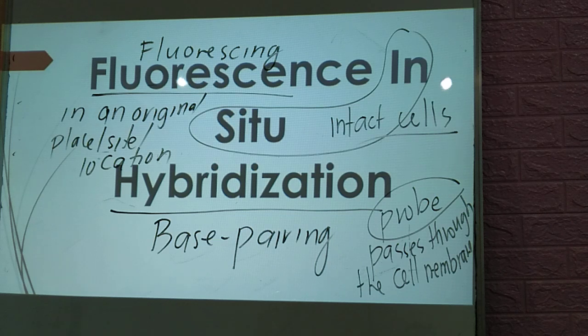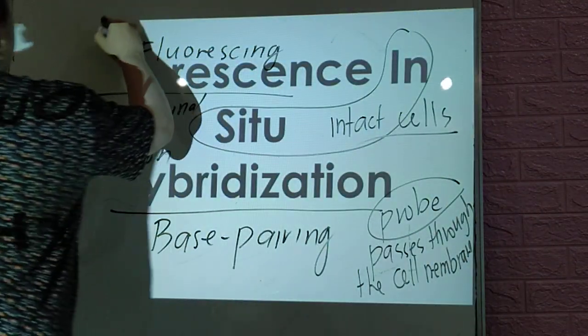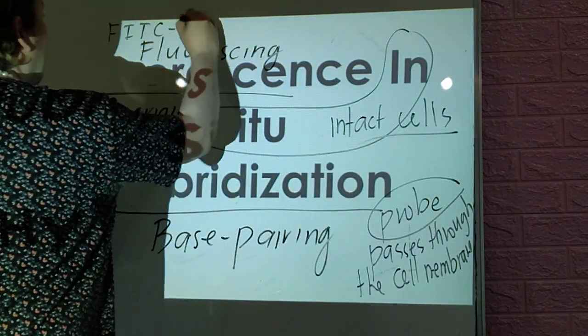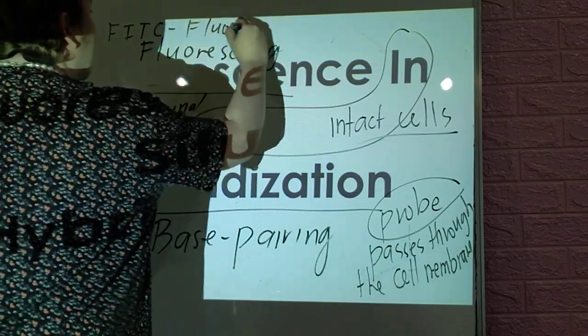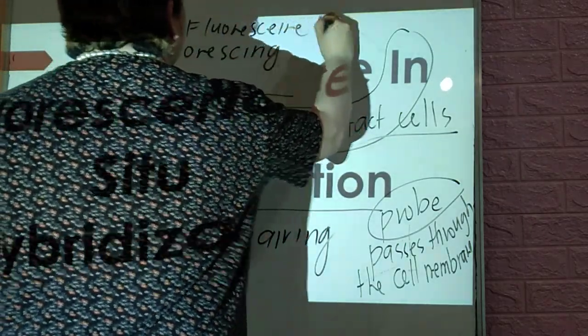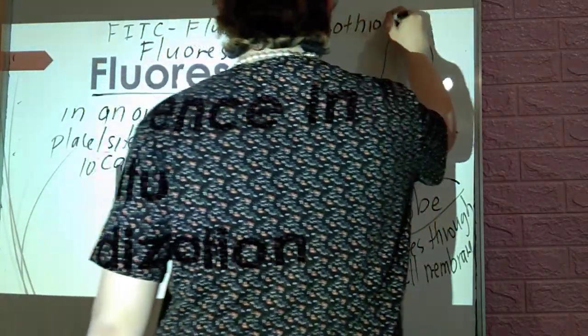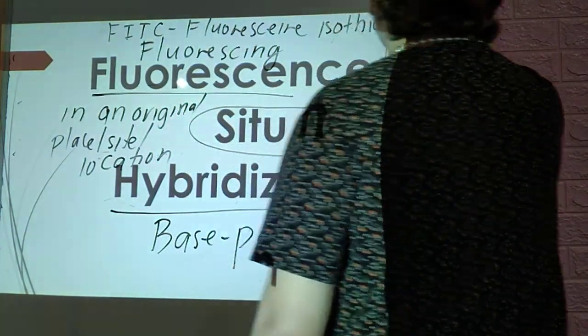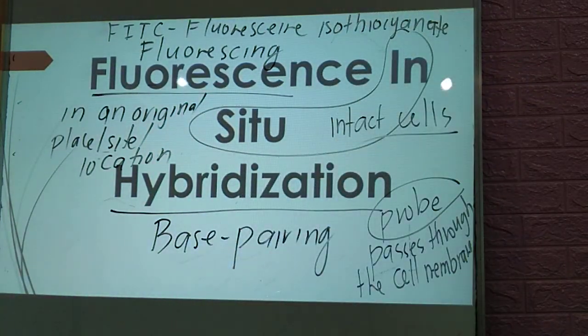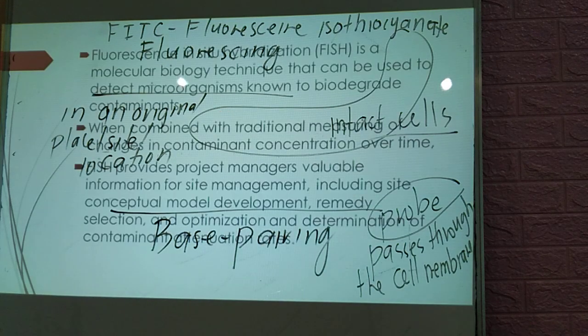Of course, we're going to make use of fluorescein here. Usually, the most common, fluorescein isothiocyanate, is one of the most common fluorescing agents utilized for hybridization. So they usually make use of FITC, or fluorescein isothiocyanate. So please take note, that is for our fluorescence in situ hybridization.